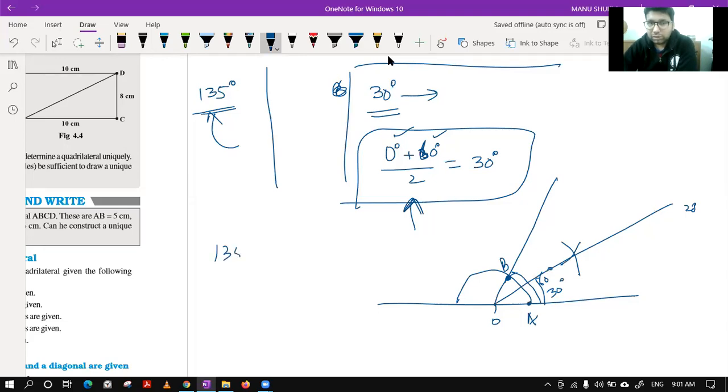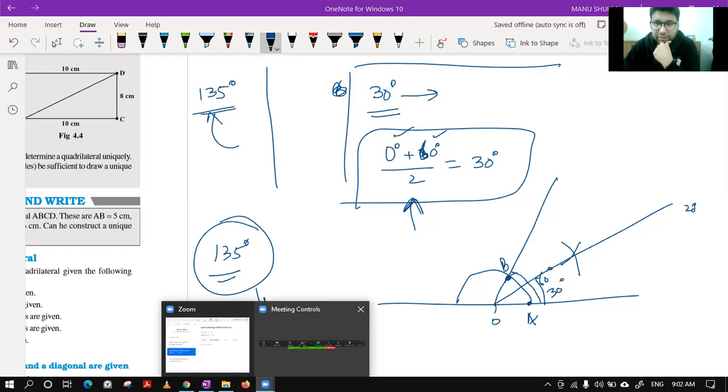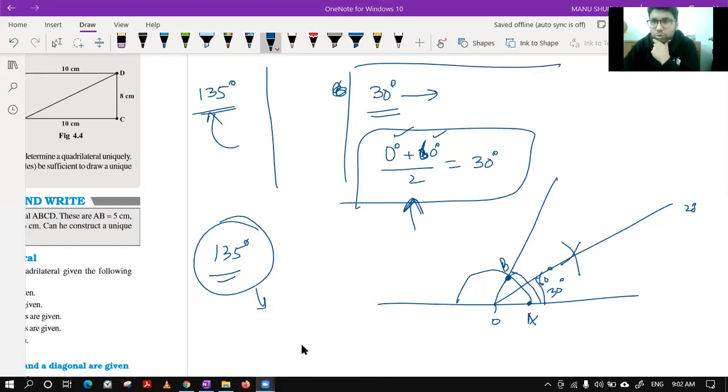Similarly, for 135 degree, we have to understand which two angles we can construct whose sum upon 2 is equal to 135. For that, let's do one thing. First, let's twice it. So what is double of 135? Please tell. It is 270 degree. Very good. So it is 270 degree.